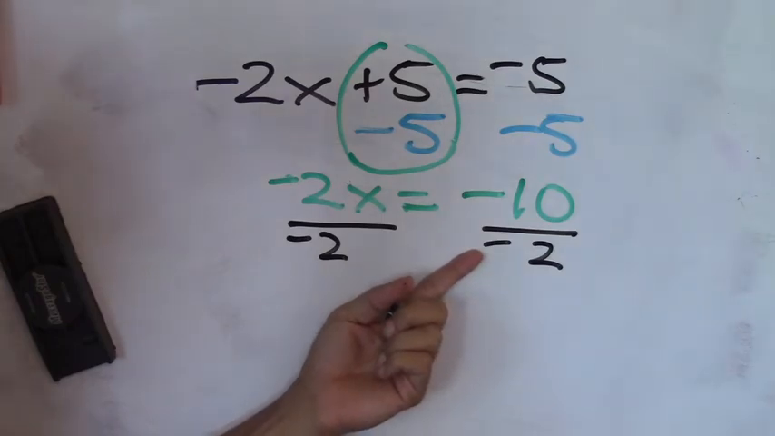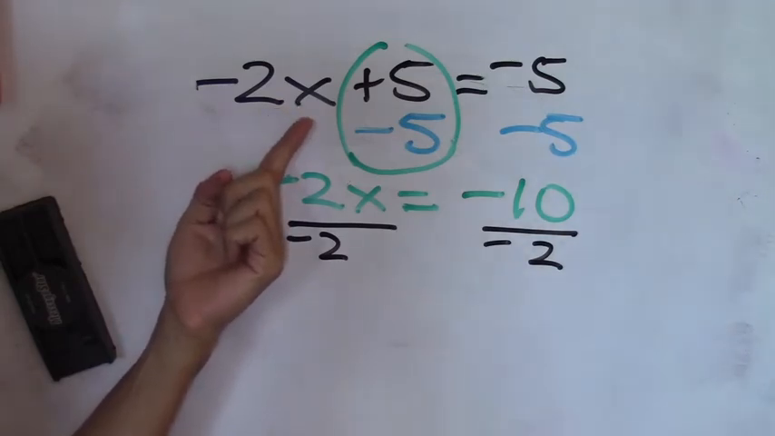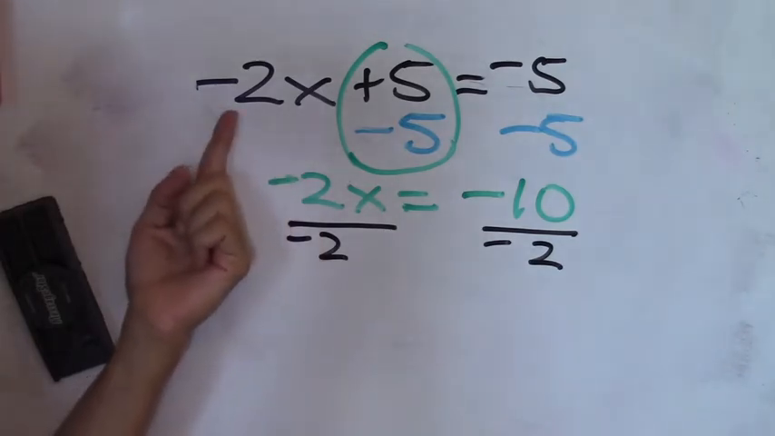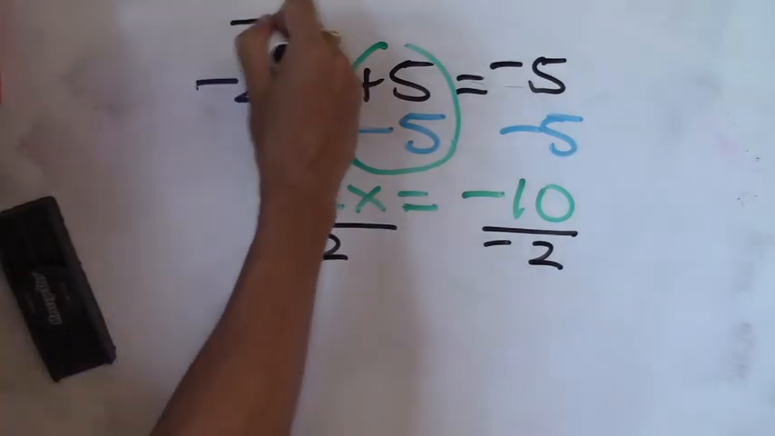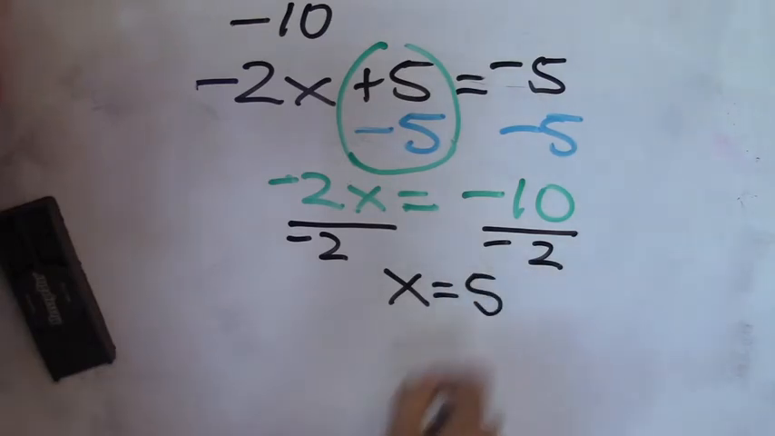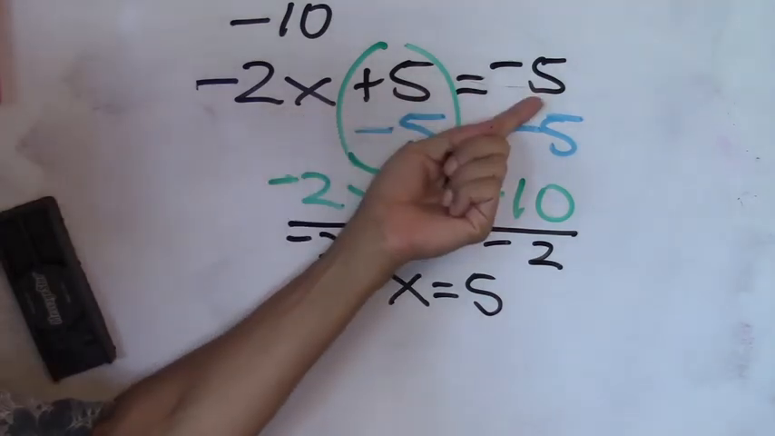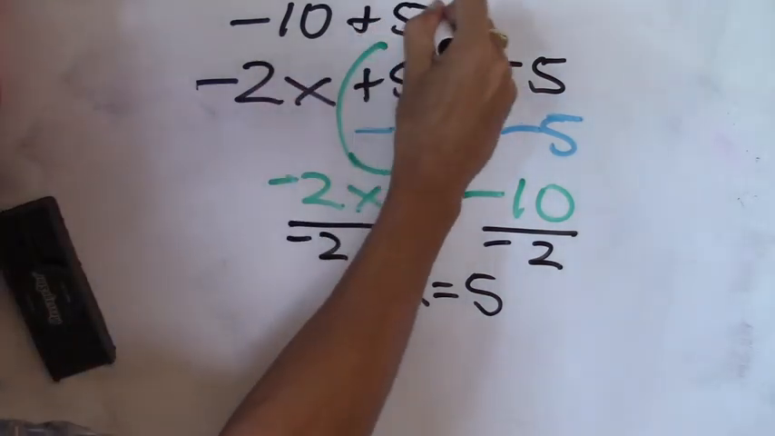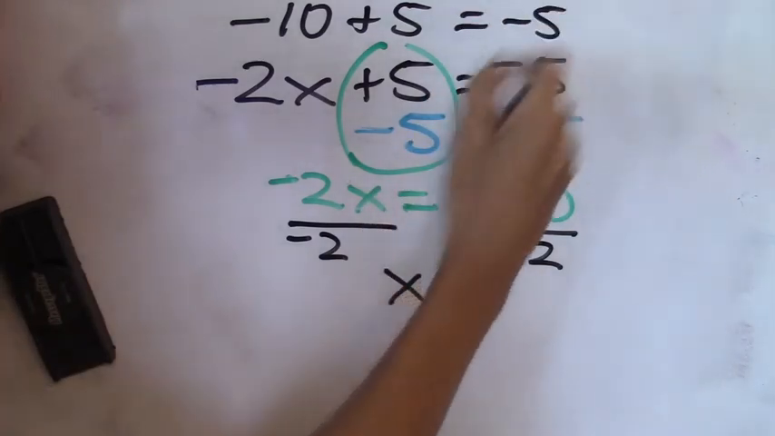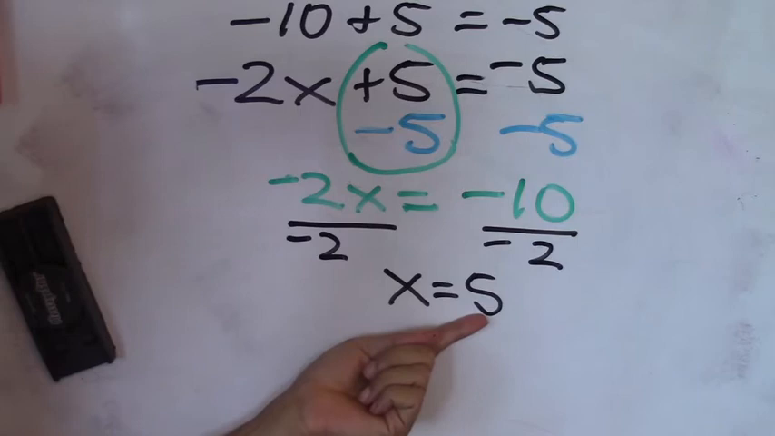And even just using your common sense, what would this have to be? 2 times what is 10? 2 times 5. There you go. So negative 2 times negative 5 makes negative 10, right? So what I'm saying is x has to be positive 5. It wouldn't make sense for it to be negative 5, because if I had negative 5, that would be 15 over here. So x has got to be positive 5.